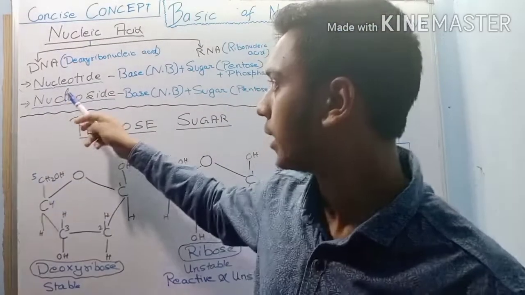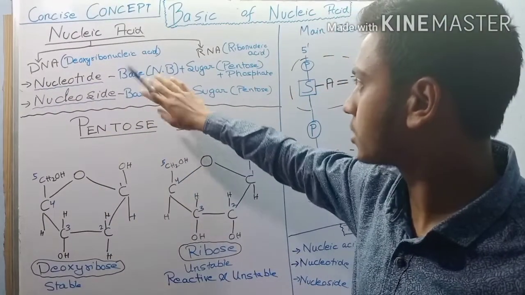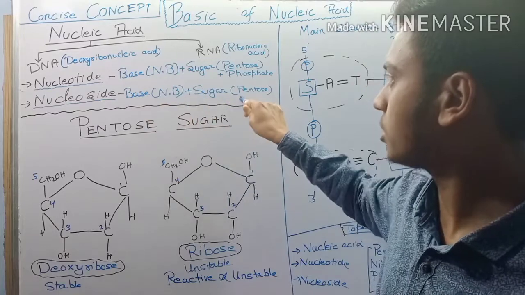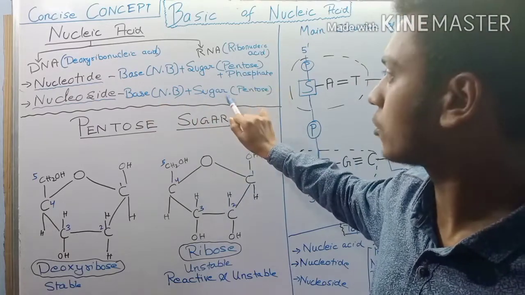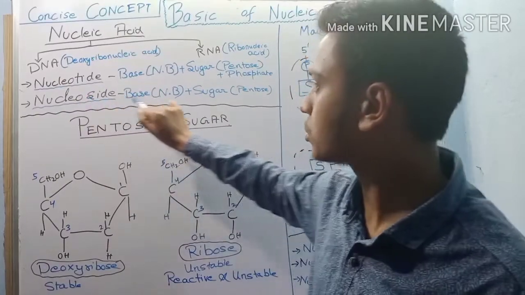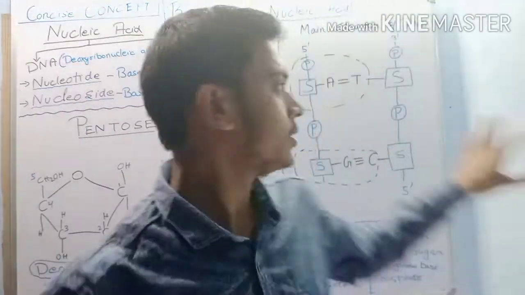And what is a nucleoside? You can see here the nitrogen base, sugar and phosphate. But here only the base and sugar are there, and phosphate is not there. When phosphate is not there, then it is called a nucleoside. This is called nucleoside and this is called nucleotide. You can see in the DNA.